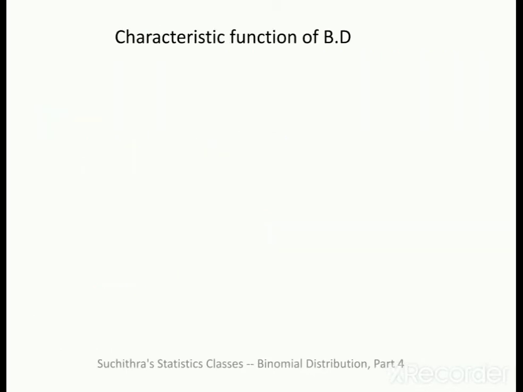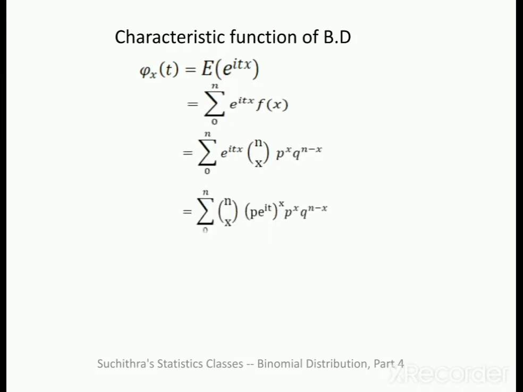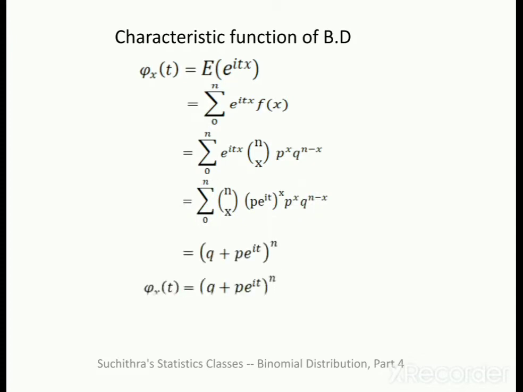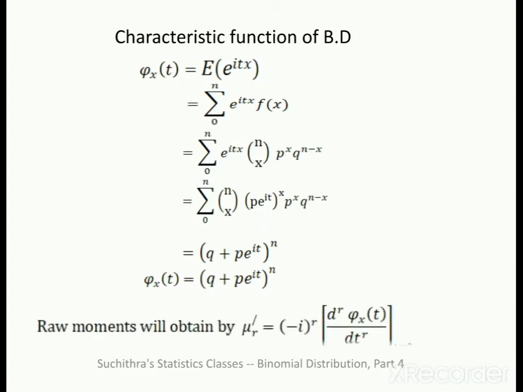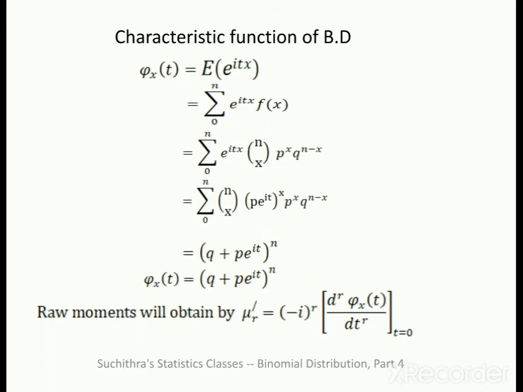Now let us move to characteristic function. Phi_X(t) is equal to expectation of e^(itX), same as that of moment generating function. We will get phi_X(t) equal to (q + p e^(it))^n. Raw moments will be obtained by mu_r' is equal to (-i)^r d^r phi_X(t) by dt^r at t equal to 0.